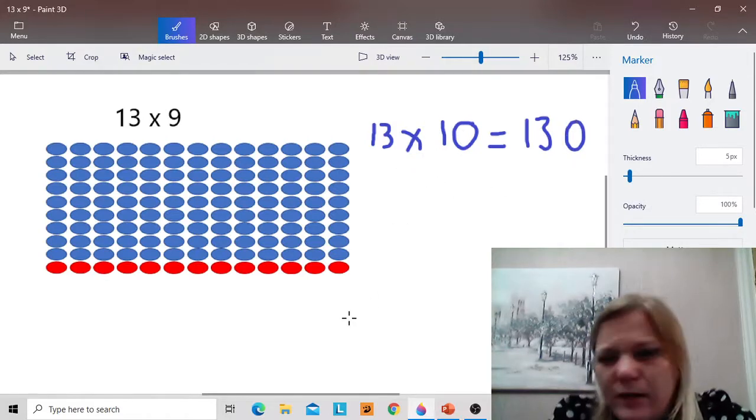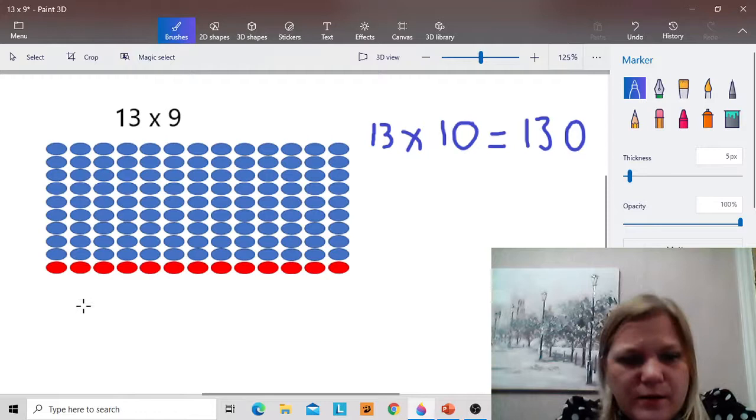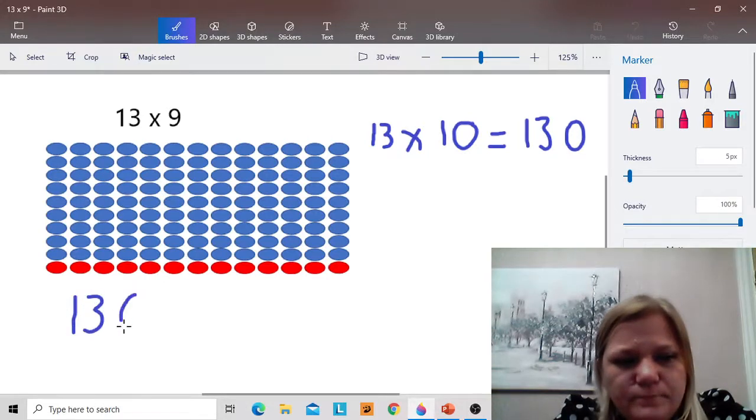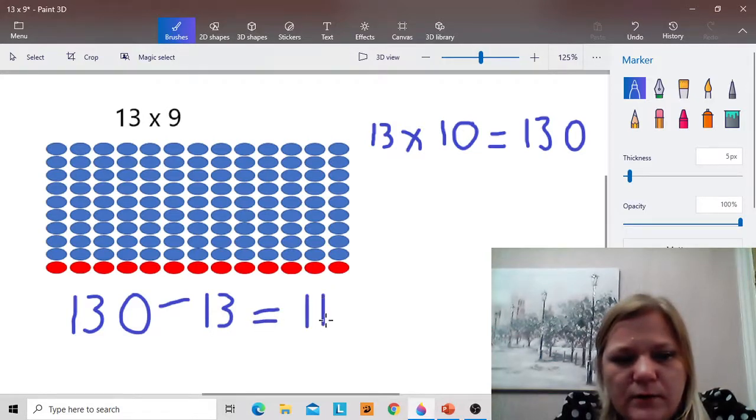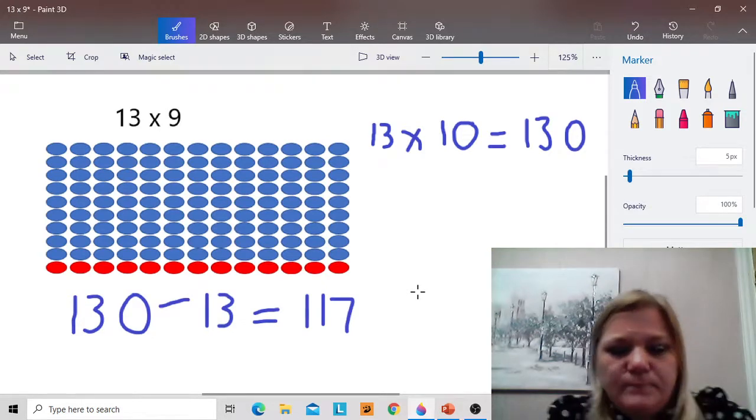We didn't want 10 lots of 13, we wanted 9 lots. So we need to take away 1 lot of 13. So 130 subtract 1 lot of 13 is equal to 117. So 13 times by 9 equals 117.